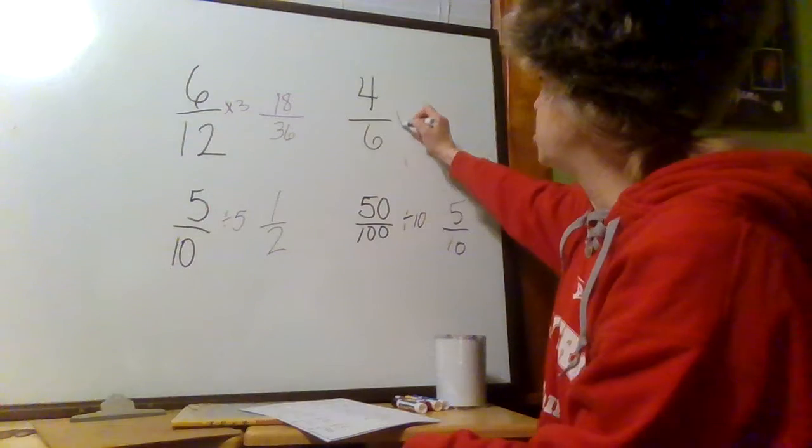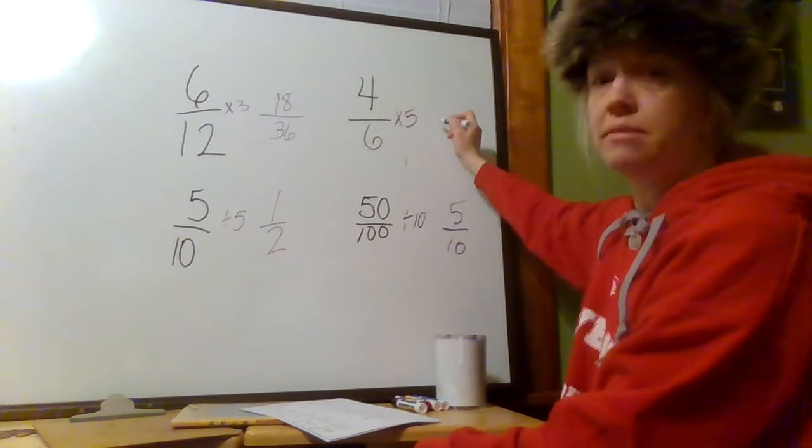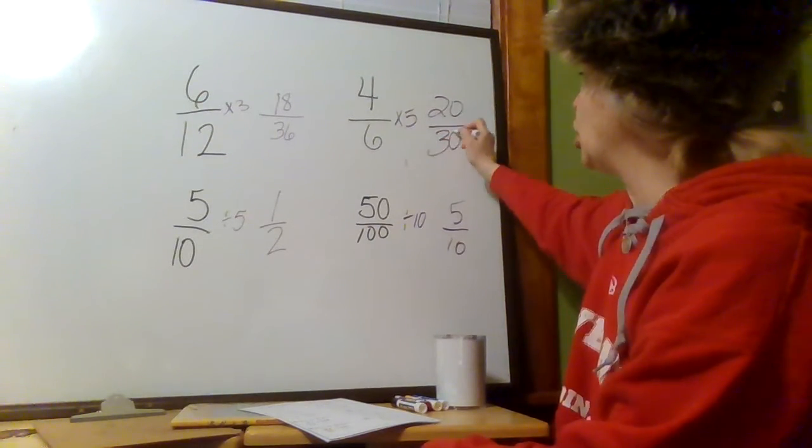So we know those are equivalent, okay? I'm going to take this one, just for fun, times 5 because we've done some division now. 4 times 5 is 20. 6 times 5 is 30.